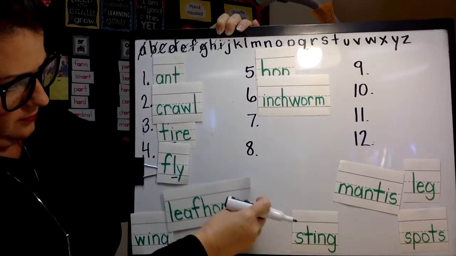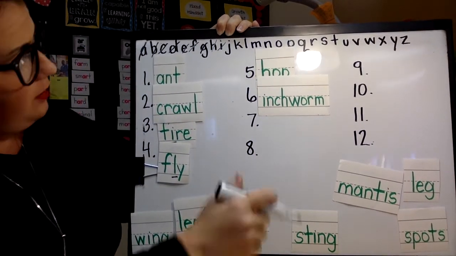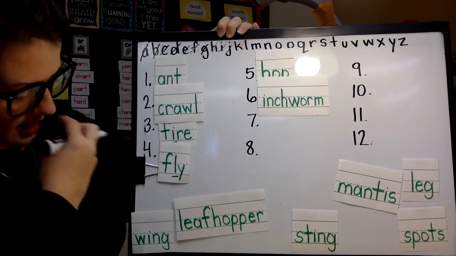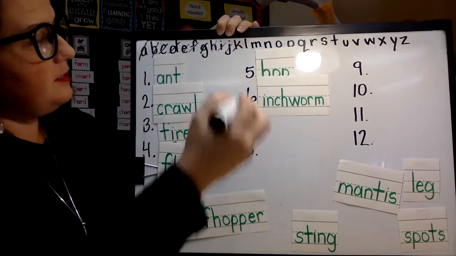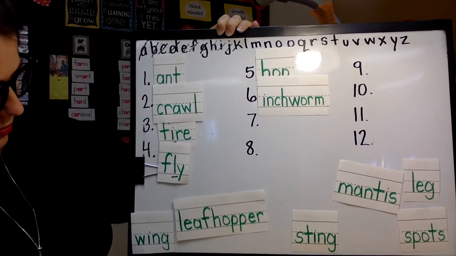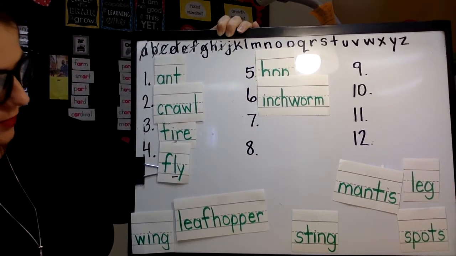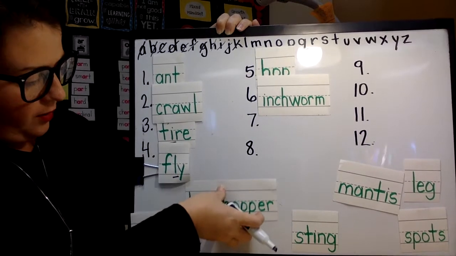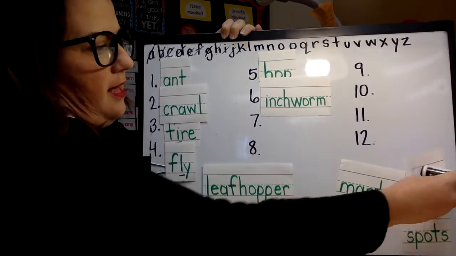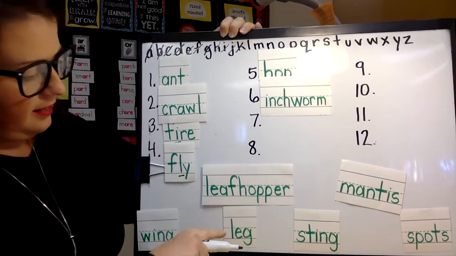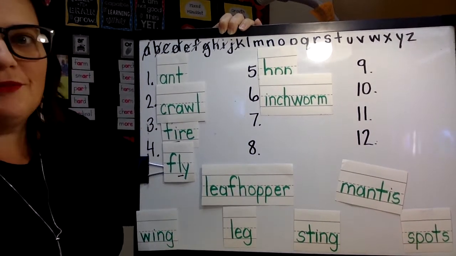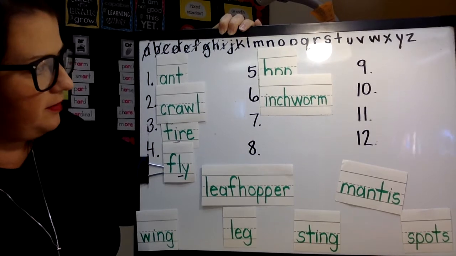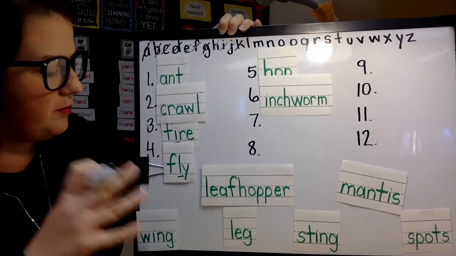J. No J words. K. Nope, no K words. L. Oh, we do have two L words. I have leg and leafhopper. And you know what? The leg seems just so short. It's probably going to come first, I think. But oh, let me follow my rules.